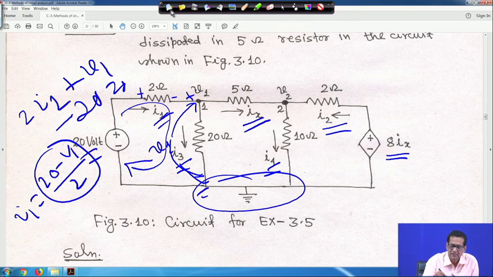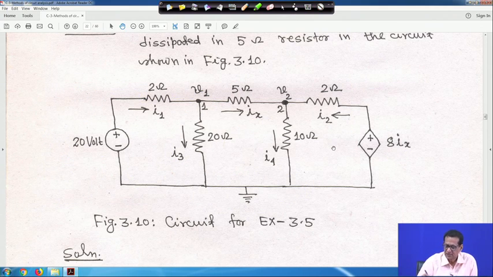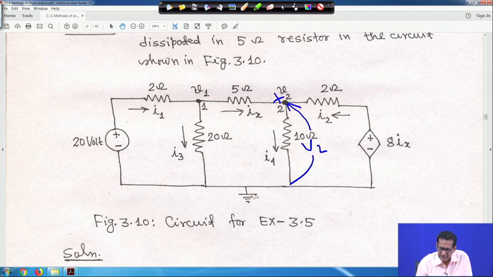Anyway, let me clear it. So all these things are marked. The only thing is that you have to apply KCL at node 1 and node 2, and after that you make it. Similarly, for the other loop, this is 8 volt. This is plus, this voltage is V2, and this is ground, which means it is minus.